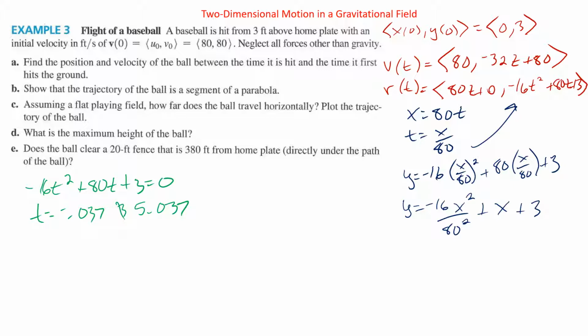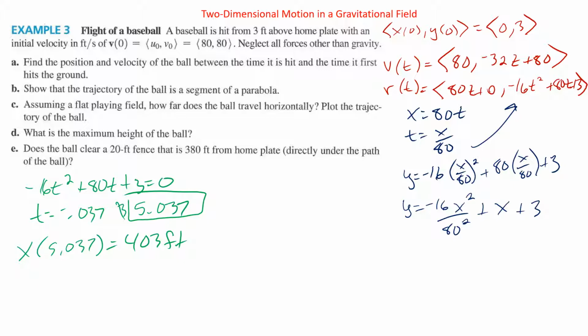But the 5.037 is going to be how long it's in the air. Plug that into the x equation. So we have x of 5.037 is going to be 80 times that number, which is about 403 feet. And so we found the time it took to hit the ground, and then plug that into x to see how far it went.